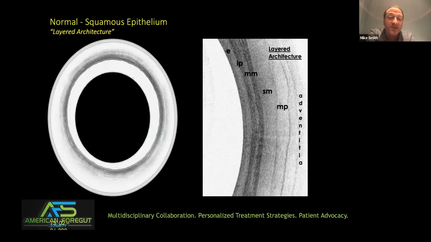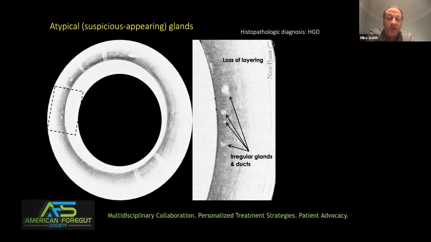In a normal squamous epithelium, you can see it looks a lot like the layer cake image we all saw in our histology textbook back in the first year of medical school, where you have the mucosal layer, the lamina propria, muscularis, the submucosa, muscularis propria, and then the adventitia all the way out. When you lose that normal layer cake appearance, you have to worry about metaplastic disease.